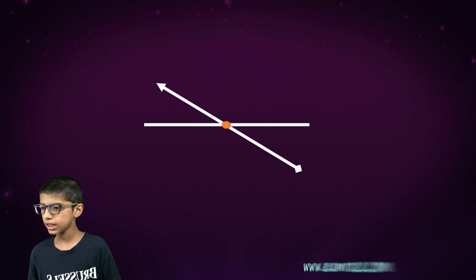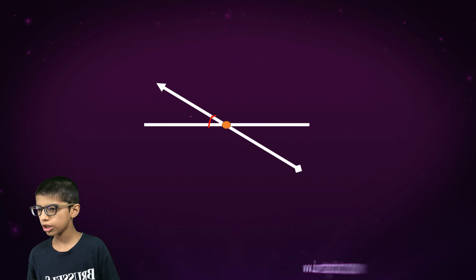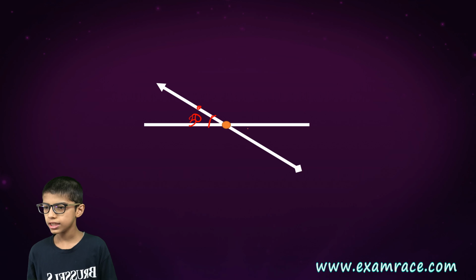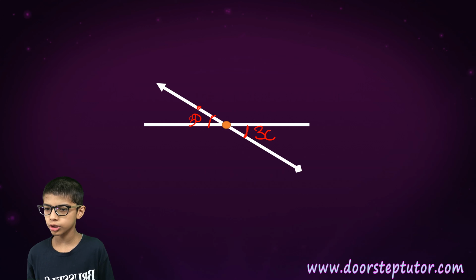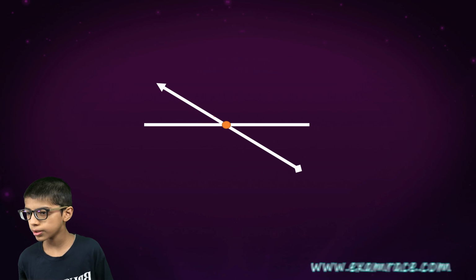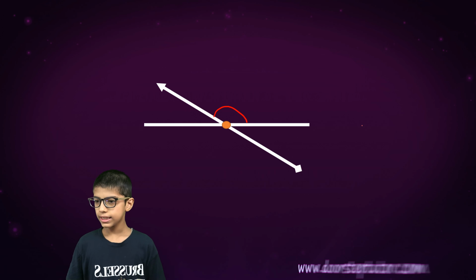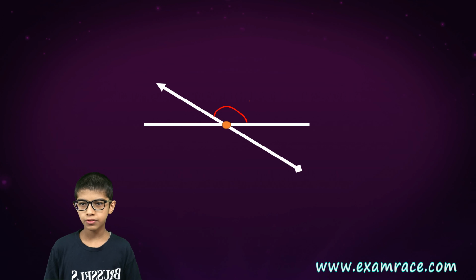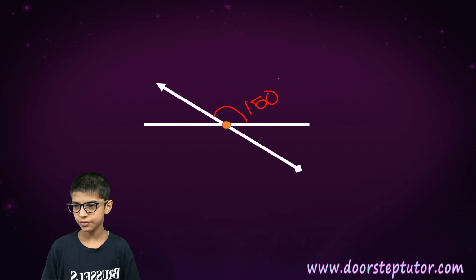This makes a 30-degree angle. Here also it is 30 degrees. Therefore, on the opposite side also it would be 30 degrees. But what about this angle? Yes, how much would it be? It would be 150 degrees.